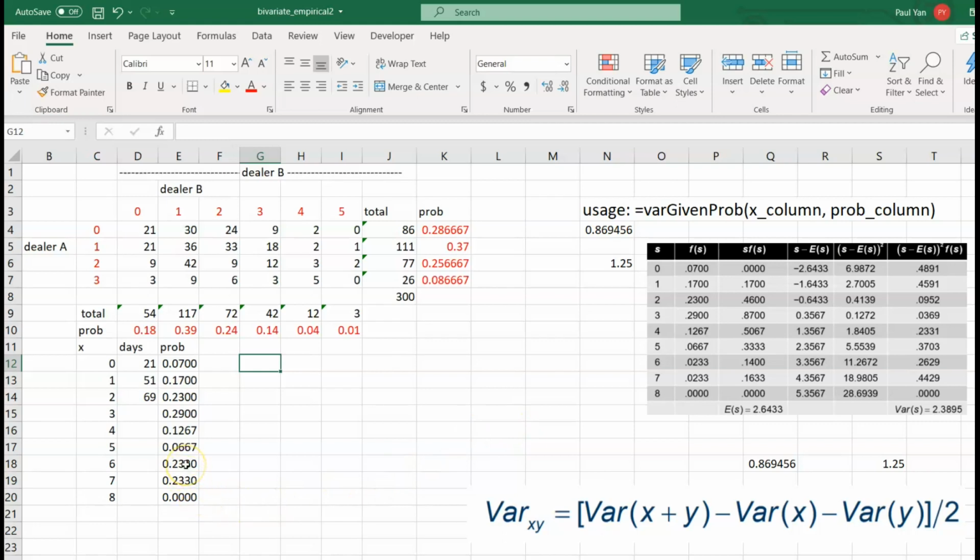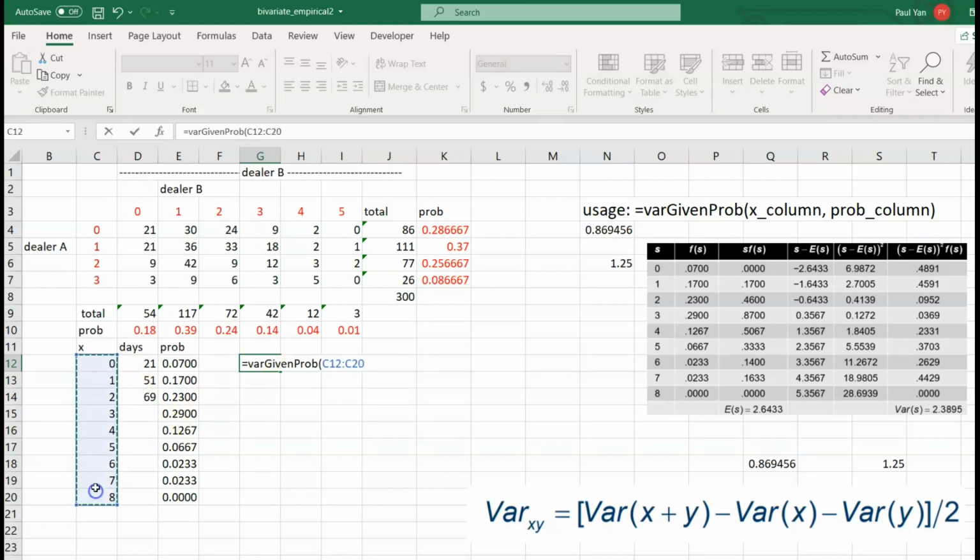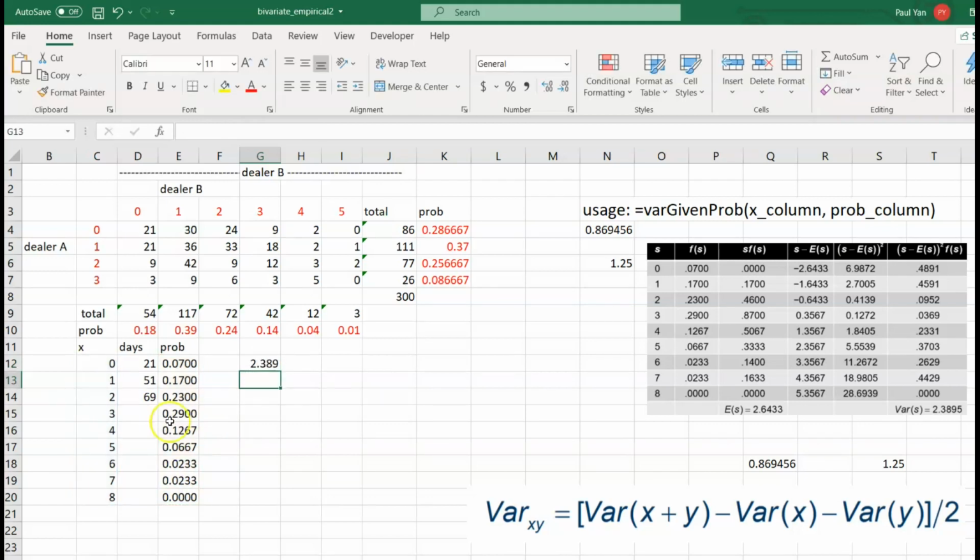This is 0.0233, and the same thing, 0.0233. Okay, then VAR given probability is simply the X column and the probability column. We only have 2 columns, then we got this number.